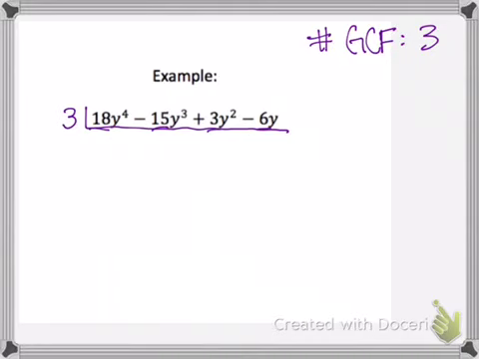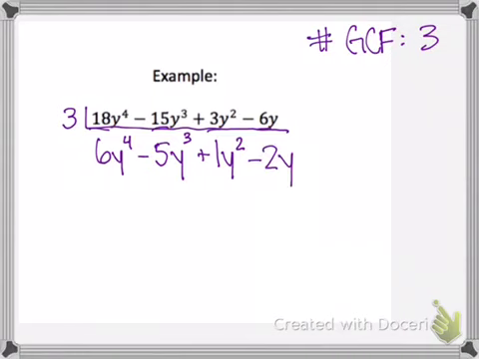So that's exactly what I'm going to do. Draw that little upside down division sign. And I'm going to take 18 divided by 3 is 6. The y to the 4 stays the same. 15 divided by 3 is 5. The y to the 3 stays the same. 3 divided by 3 is 1. Y to the second stays the same. And negative 6 divided by 3 is negative 2y.